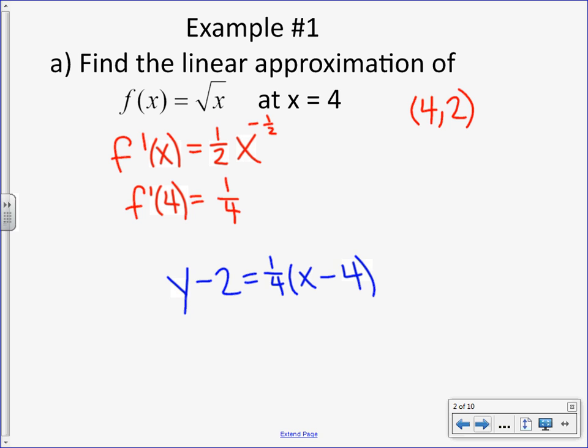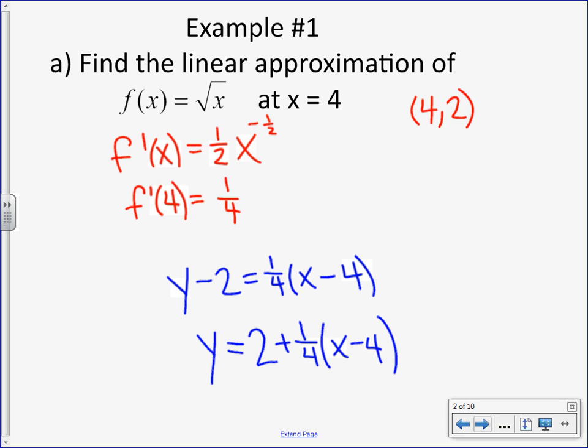So here's our tangent line. Now we're going to use this to approximate something. So I'm going to go ahead and add this 2 over. Do you want me to add it to the end instead, or is it okay right there? Okay. So this is what we call our linearization. It's our tangent line.